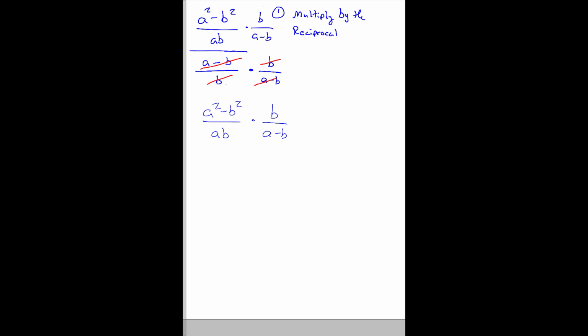So now we just have two fractions being multiplied together. Now the trick here is this a squared minus b squared. This piece right here. That's the trick. So step two, use factoring. Basically, difference of two squares.